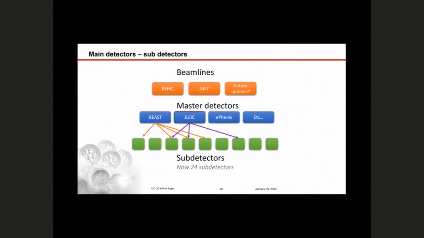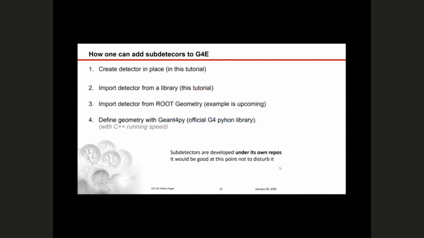So you can actually make some switches. So we will go through how it's organized in this way. If you're a detector developer, there are 4 ways right now to put your detector into G4e. One is you just create and hack a detector right into the C++. We'll go run the example.